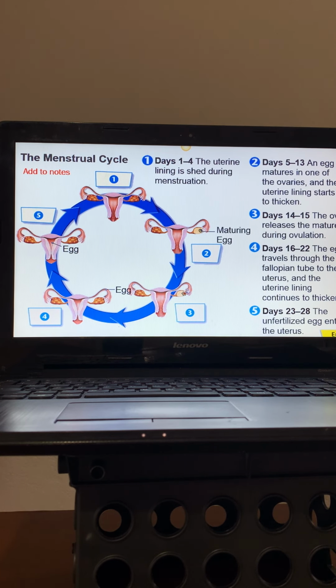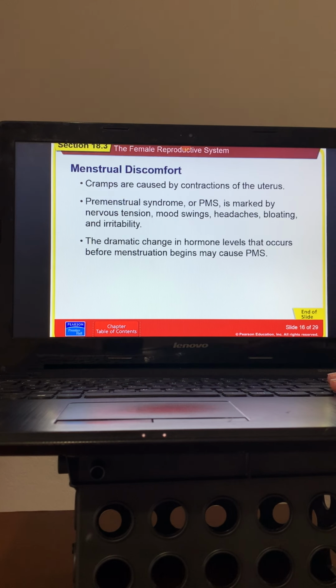So gentlemen, I hope you have some appreciation for females because a gentleman will never have to go through the menstrual cycle. So you'll never have to have a period where the inside of your uterus is literally contracting in and shedding itself off. This is just something that females have to go through.